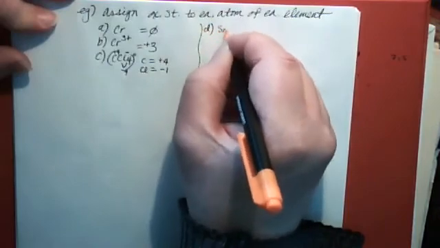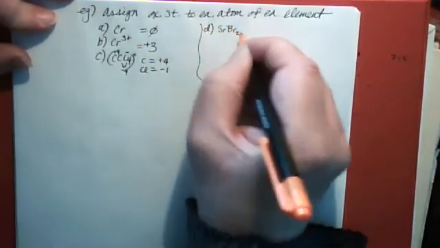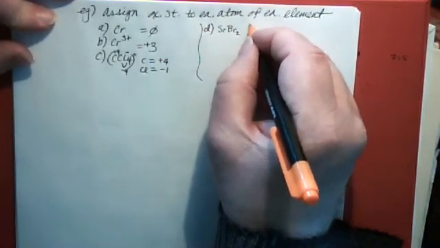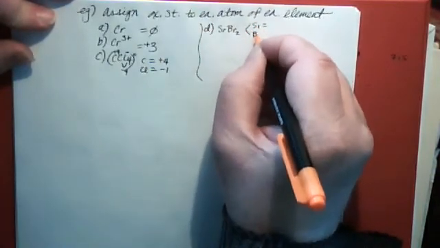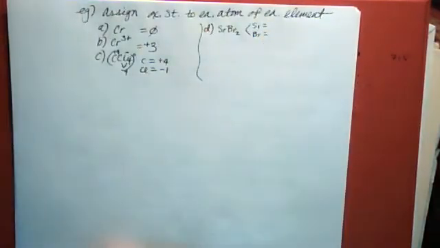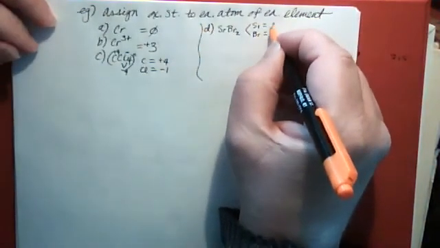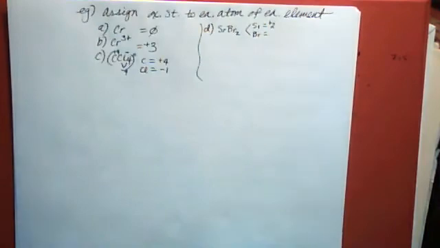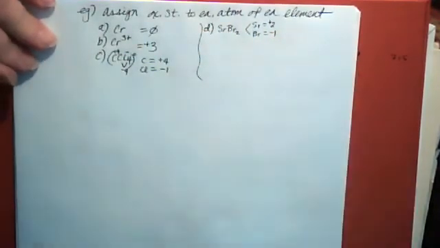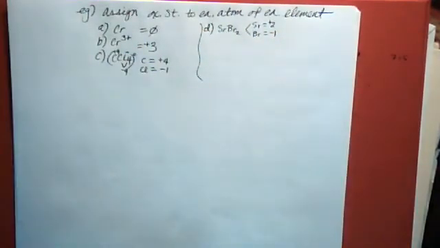In D, that's SrBr2. Well, this one isn't too hard because SrBr2, strontium bromide, is an ionic compound. Strontium is a metal in group 2A, which means it's always going to have a charge of +2 in any of its compounds. Bromine is a nonmetal in group 7, and with a metal, it's always going to be -1. So that one wasn't really too difficult.